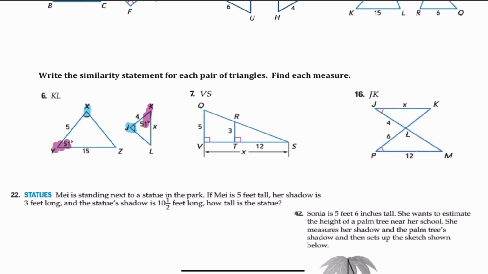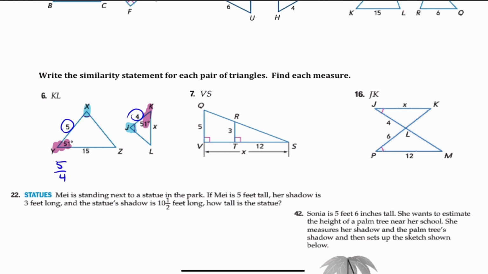So that means that in terms of sides, YX corresponds with KJ. Does that make sense? Because it's between, so if I look at 5, it's between the 51 and that one arc there. So it should correspond with the 4, because that 4 contains that one arc and the 51. So my scale ratio is 5 to 4.